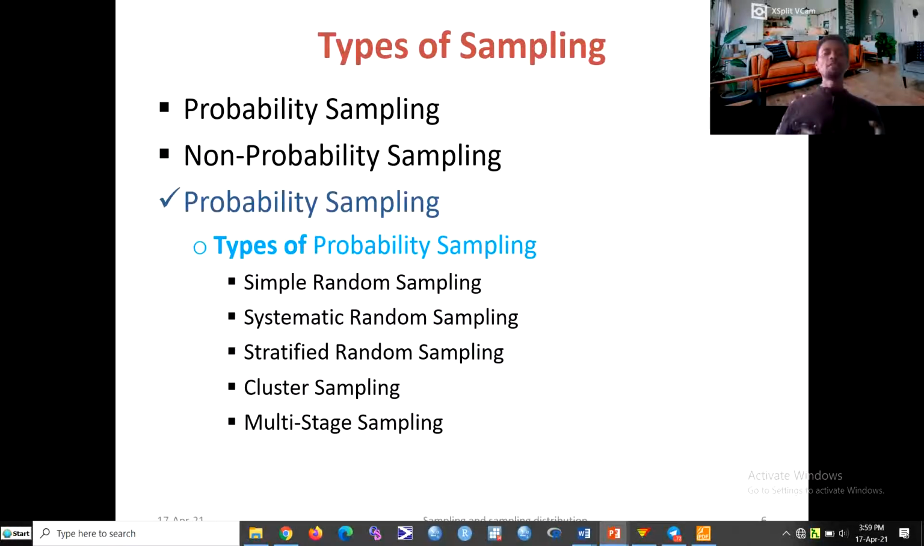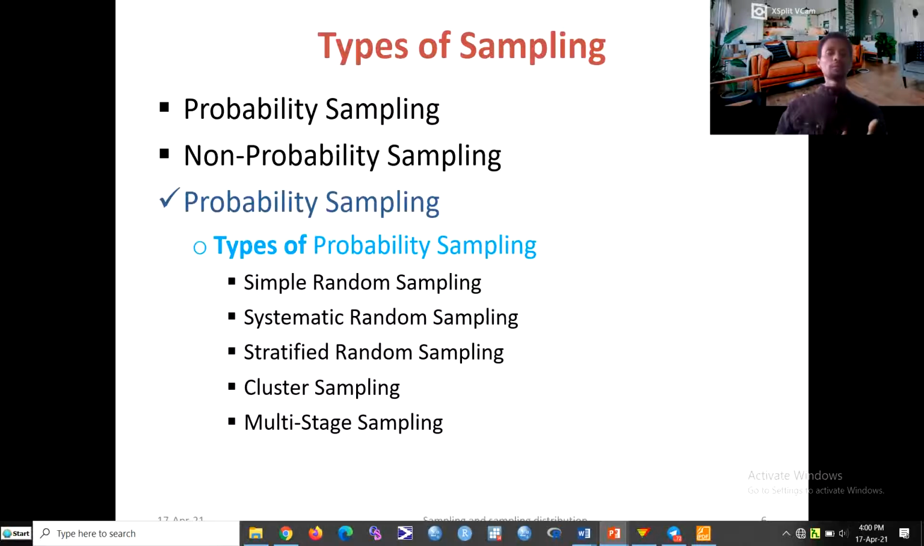Sampling may be divided into two. The first one is probability sampling and the second is non-probability sampling. Probability sampling can be called random sampling, and non-probability sampling is non-random sampling. There are a lot of probability sampling techniques and non-probability sampling techniques.